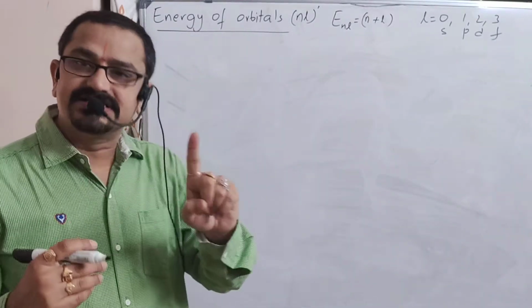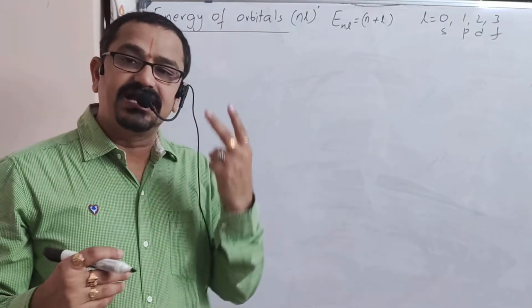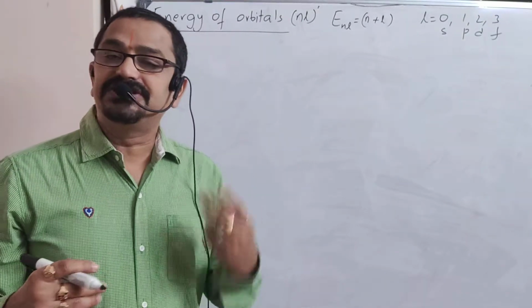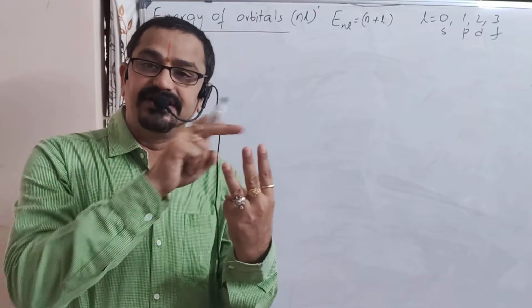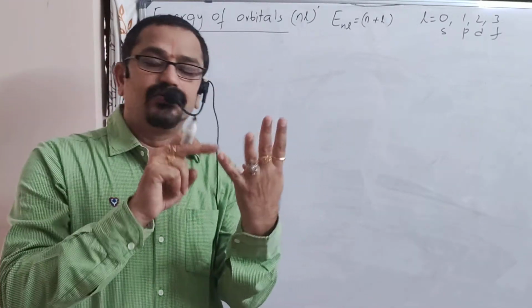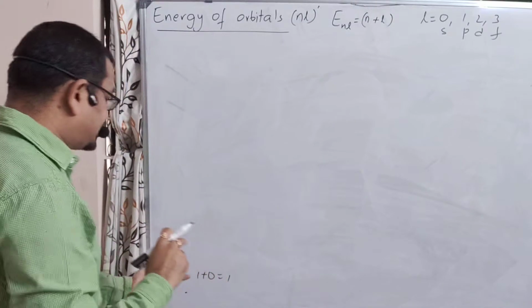The first shell has only one subshell, the s subshell. The second shell has two subshells, 2s, 2p. The third shell has three subshells, 3s, 3p, 3d. The fourth shell has four subshells, 4s, 4p, 4d, 4f. That's what I am doing.